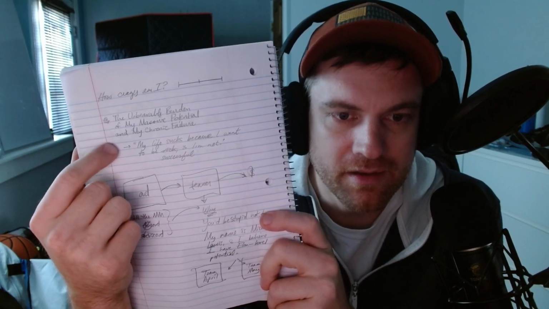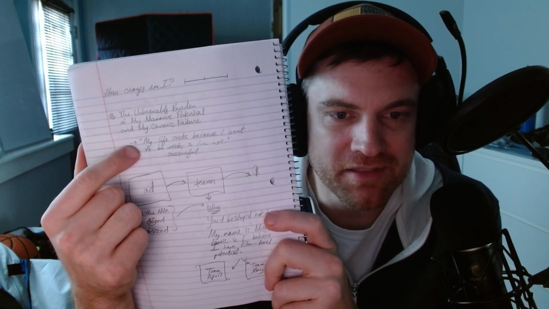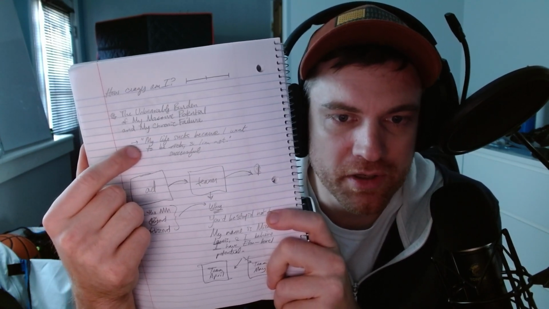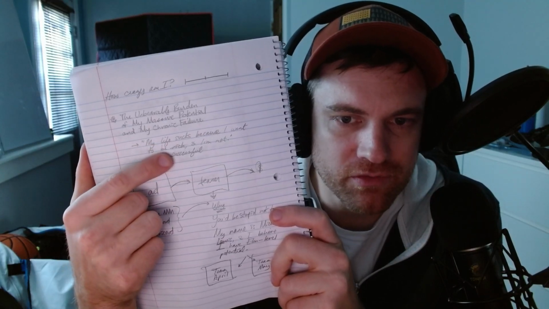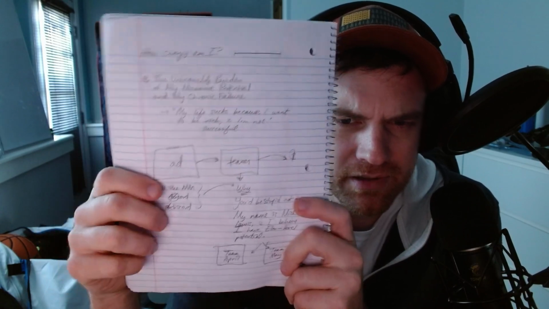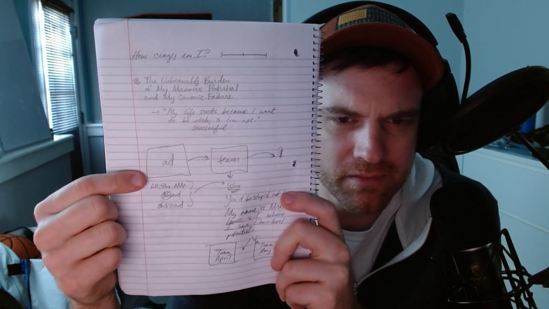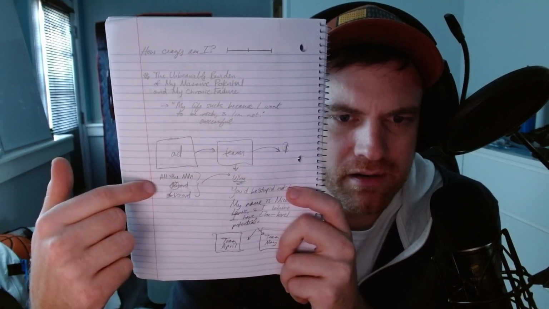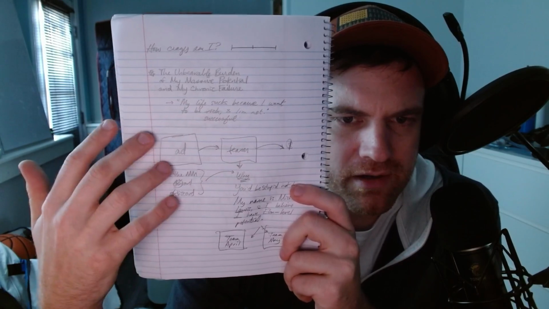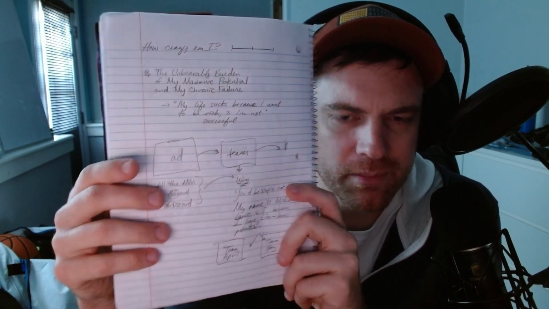I translated this underneath. My life sucks because I want to be rich, and I'm not. And then I crossed out rich and said successful. But I do want to be rich. That's why I want to be successful. They're kind of the same thing. So the ad and the teaser video and all the Mastermind Discord ideas I have. And I'm trying to figure out the right messaging. And I can't do it.